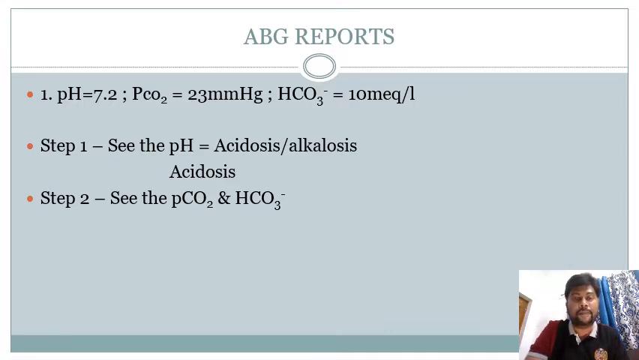Next, coming to the bicarbonate, what is the normal bicarbonate level? It is between 22 to 26 millimoles per liter. But here it is just 10, which means bicarbonate has decreased. So decreased bicarbonate will lead to acidosis.